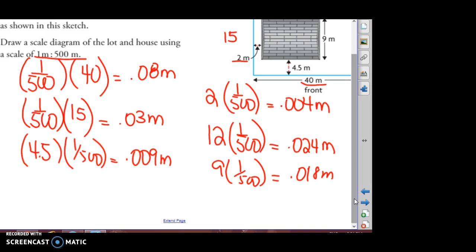It's kind of silly for a picture, so we might think about switching our scale to centimeters, something we can use a ruler to draw. So remember, there's 100 centimeters in every meter. If we times this by 100, this actually turns into 8 centimeters. So if we take each of these measurements and times them, we will convert everything into centimeters.